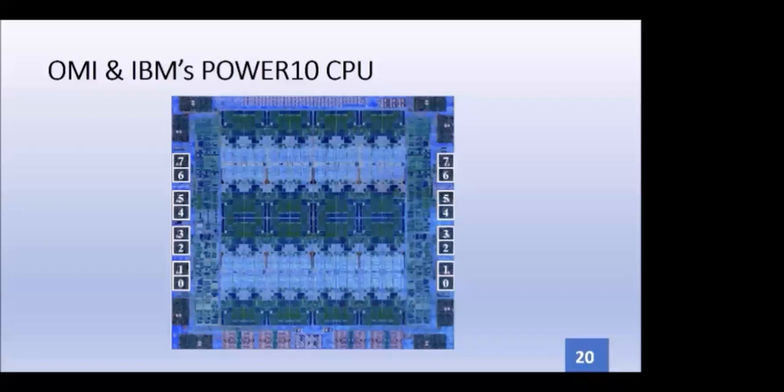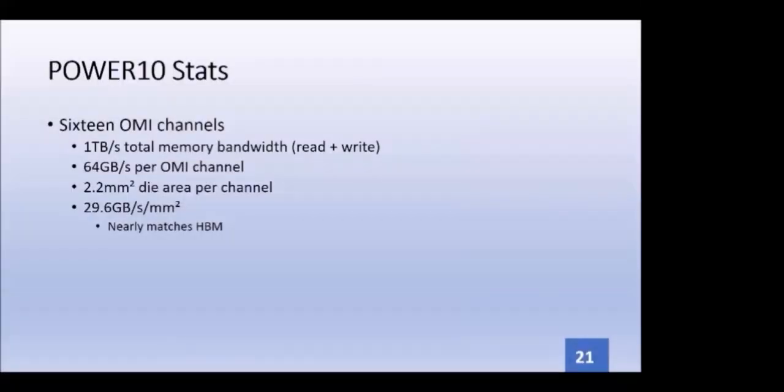The 16 OMI channels called out in this photo each consume only 2.2 square millimeters of die area while supporting 64 gigabytes per second of bandwidth. With 16 of these channels, the chip has a terabyte per second of available bandwidth to the memory. Since the channels are only 2.2 square millimeters, OMI provides the processor with 29.6 gigabytes per second for each square millimeter of die area, which is nearly that of Ampere's HBM.